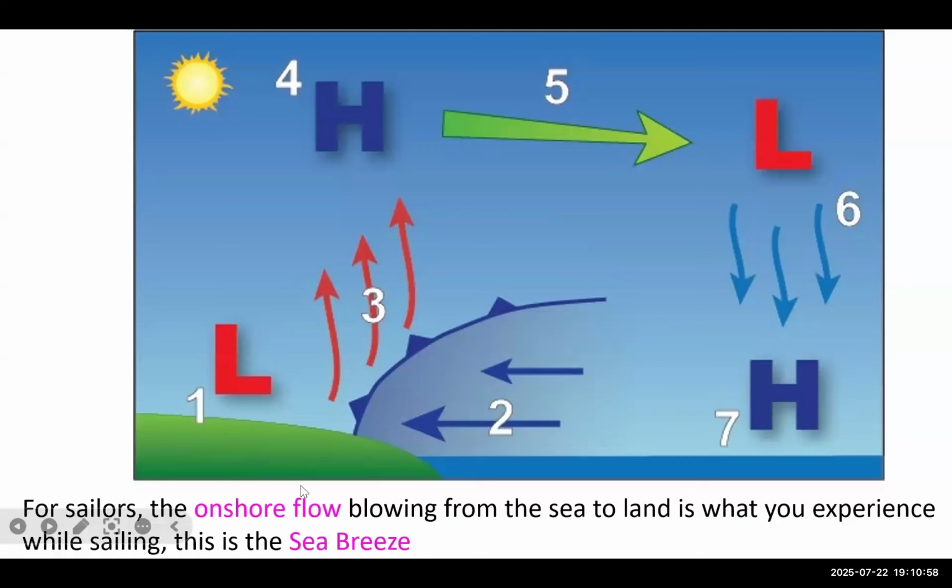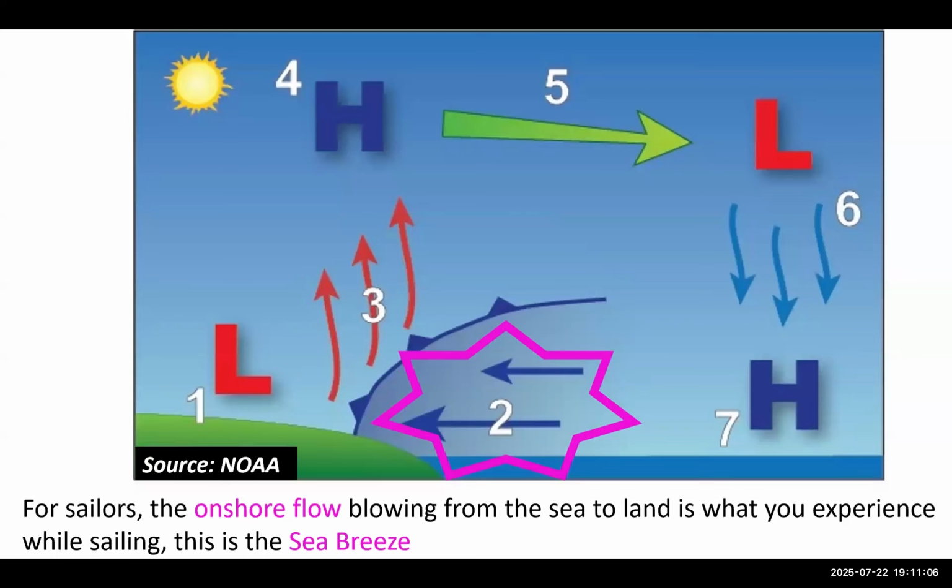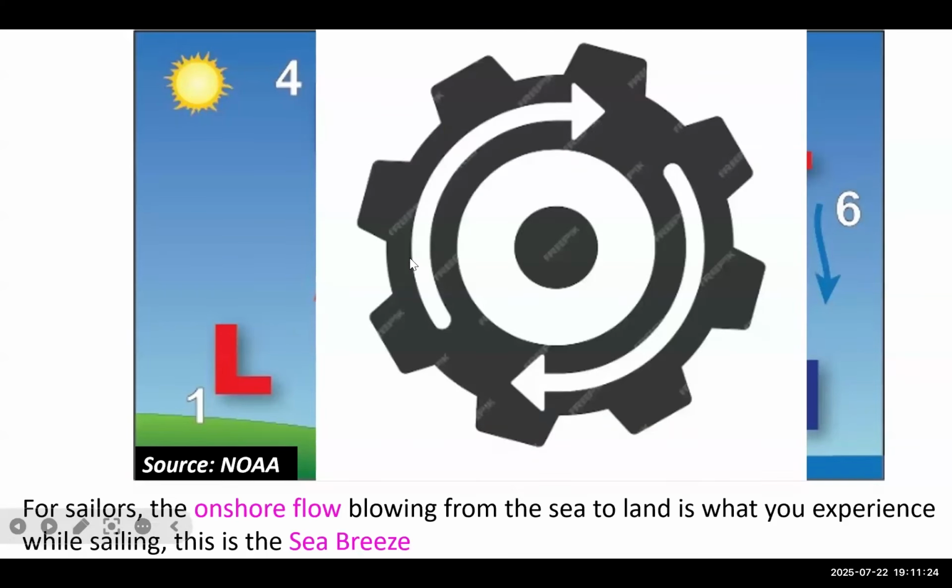So the topic of today is the sea breeze. So this is this onshore flow blowing from the sea to the land. And this diagram, the source is from NOAA. And we're actually going to refer to this diagram quite a lot during this presentation. So I hope it makes sense for everyone. But as a quick way to remember, the big takeaway is the sea breeze is like a big giant wheel with at the surface an onshore flow and in altitude an offshore flow back to the water.